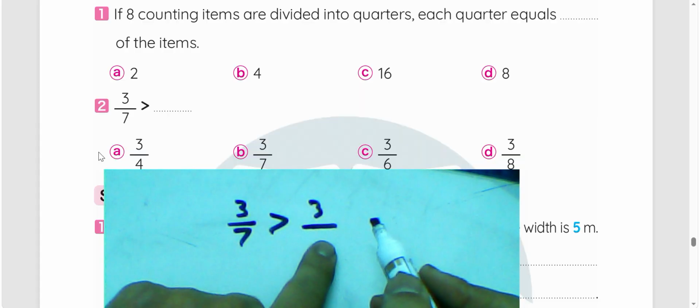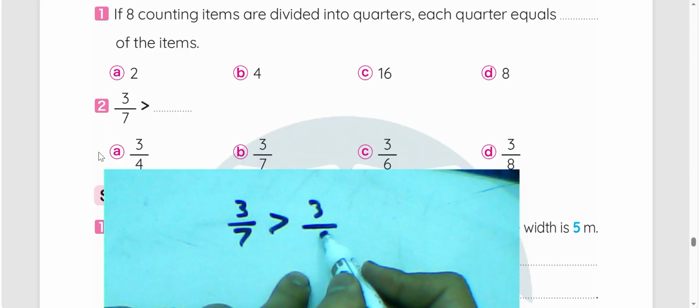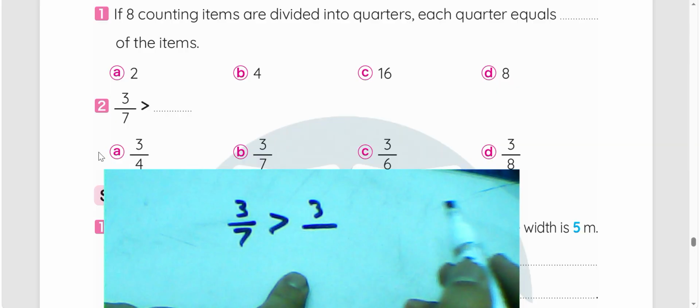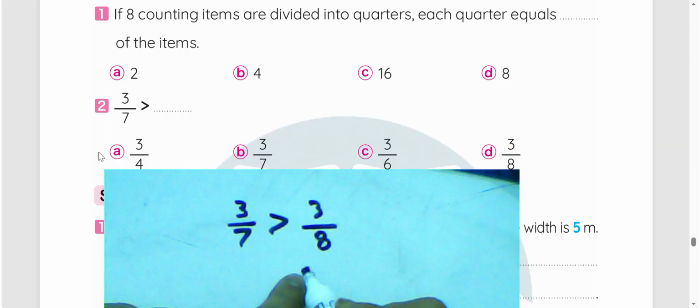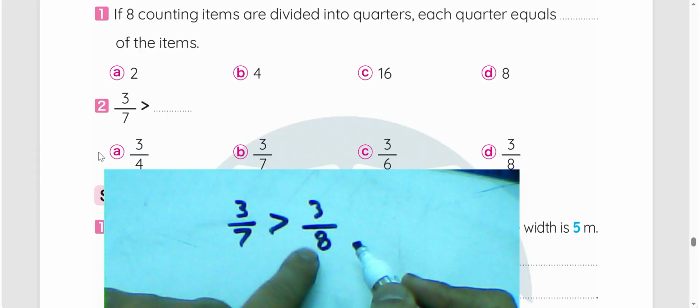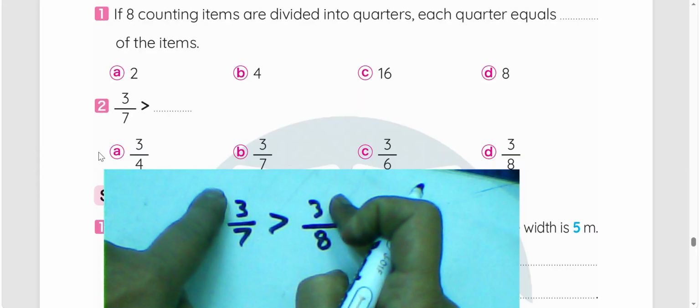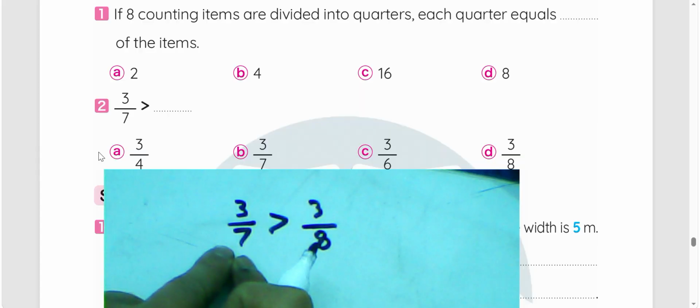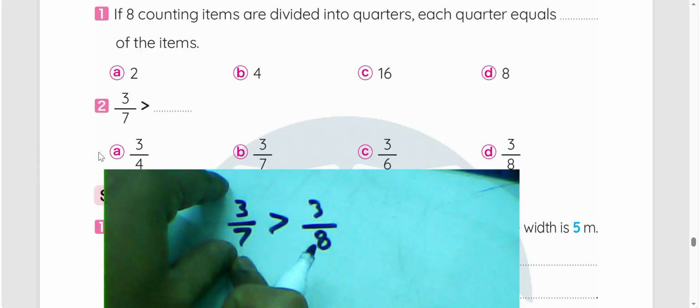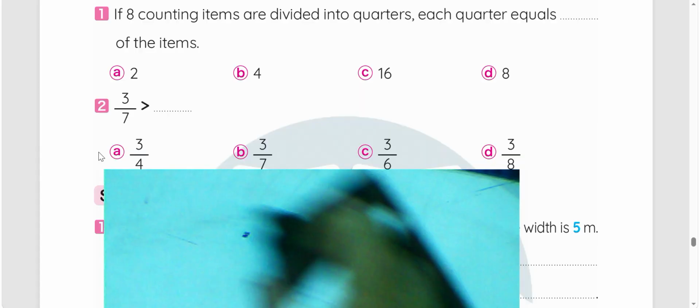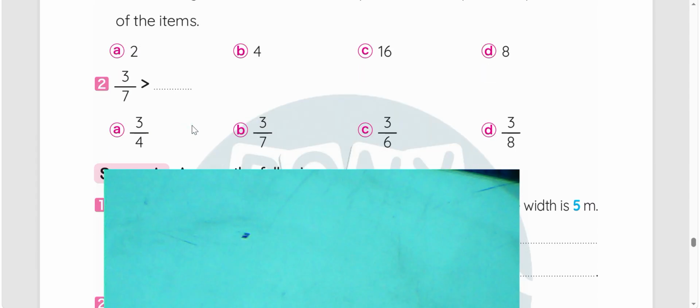Write a number in the numerator greater than 7, like 8. Where is the number? Yes, letter D. Write 3 over 8. 3 over 7 is greater than 3 over 8 because we have like numerators. The smaller value in the denominator will give me the higher value of the fraction. 3 over 7 is greater than 3 over 8. Choose letter D. Next question.